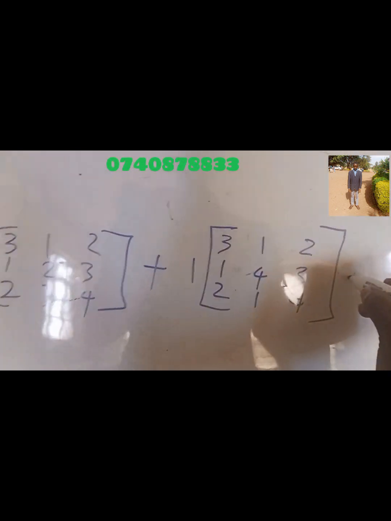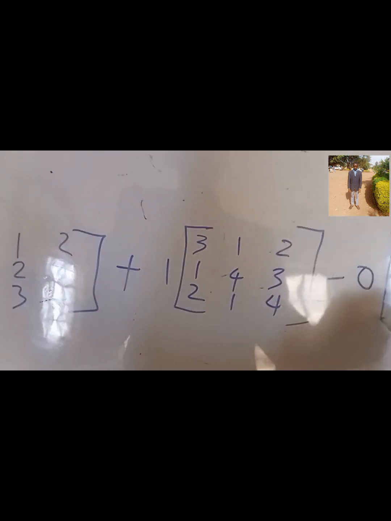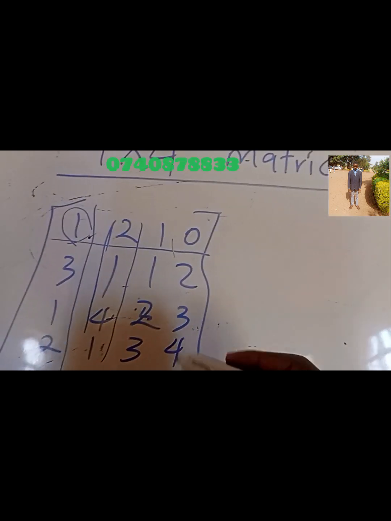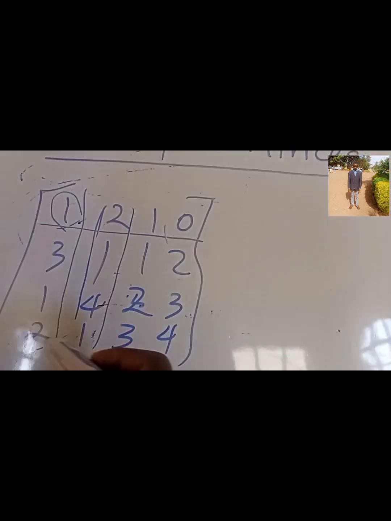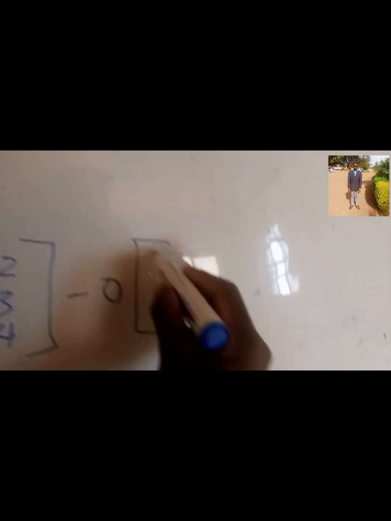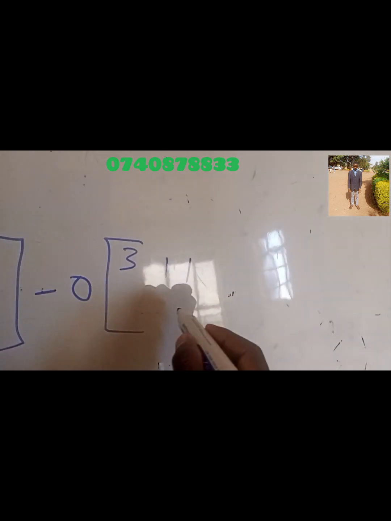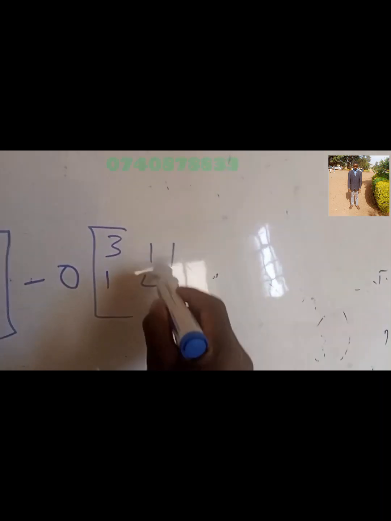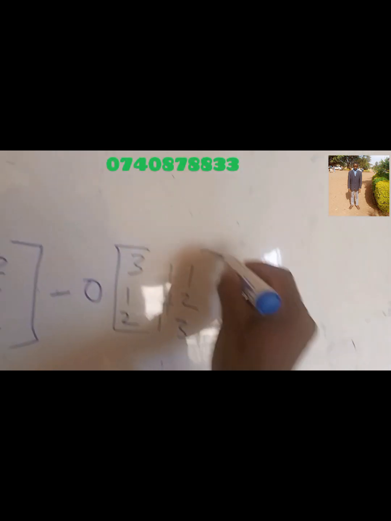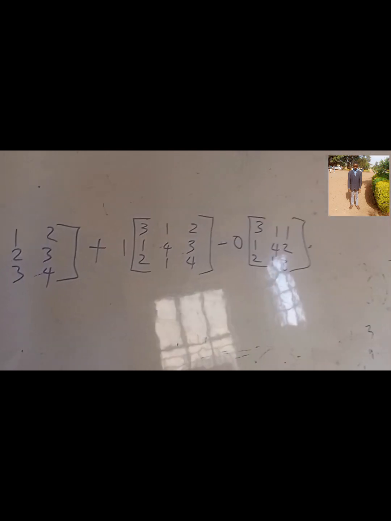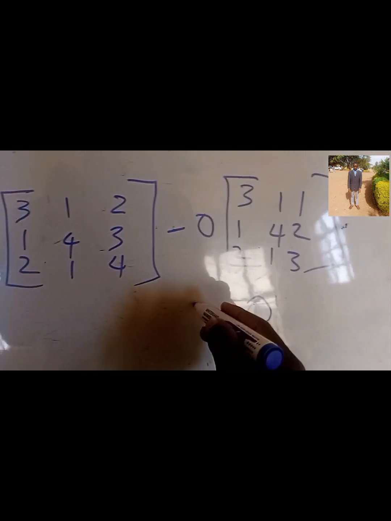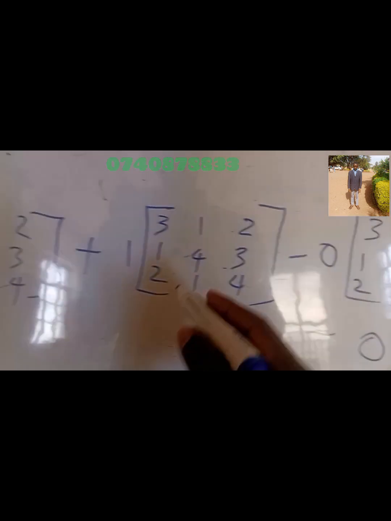Then finally, you subtract, it will be 0. After ignoring the row and the column, you will remain with 3, 1, 1, 1, 4, 2, and 2, 1, 3. So we are having 3, 1, 1, 1, 4, 2, and finally 2, 1, 3. But since you are multiplying with 0, everything will just change to 0. Then we have this one.